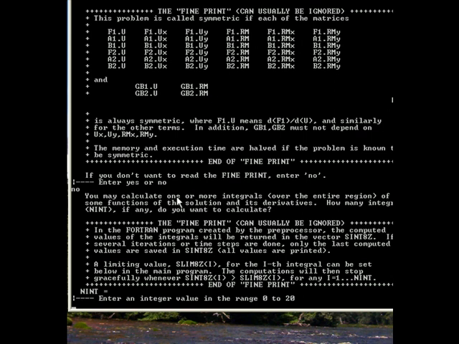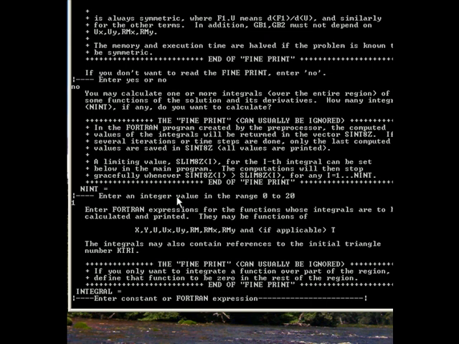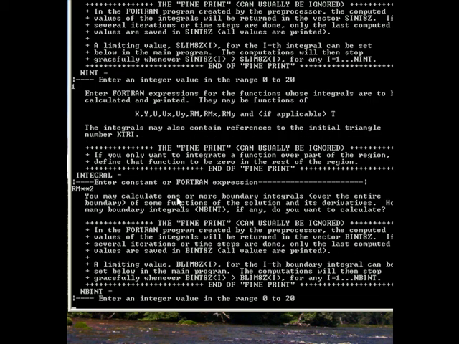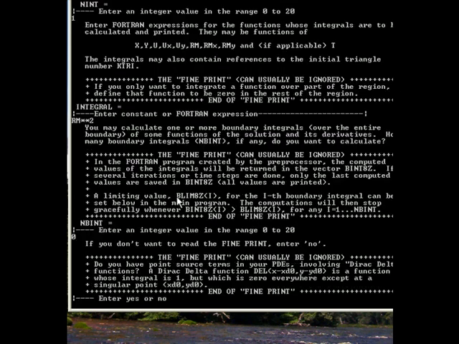Now, do you want to calculate an integral over the whole region? Yes, we do, just because the book tells you that the integral of m square tells you what it is, so that'll be a way to compare. So let's say yes, we want to do one integral, and we want the integral of m square, so I can compare with the book. Don't want to do any boundary integrals.